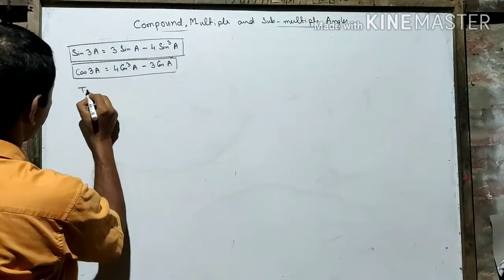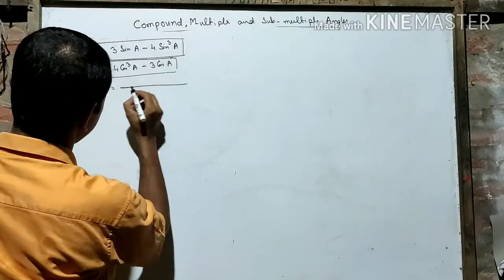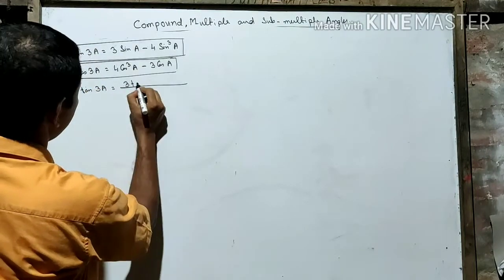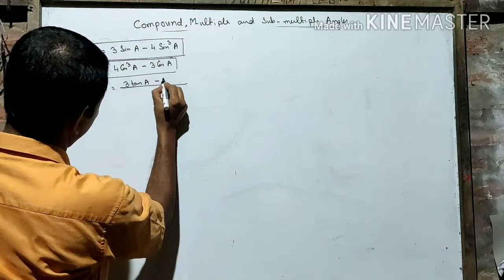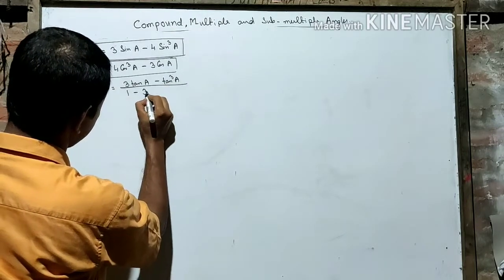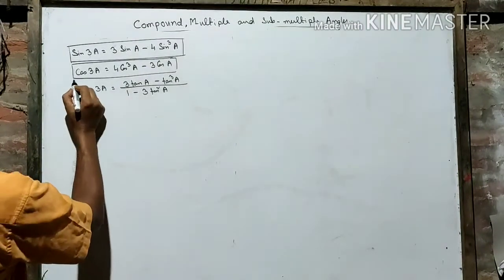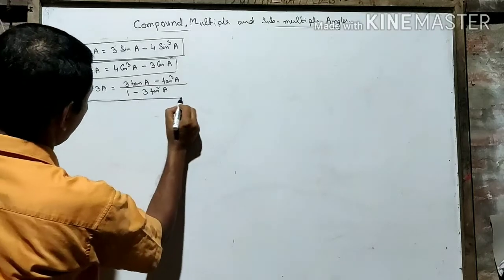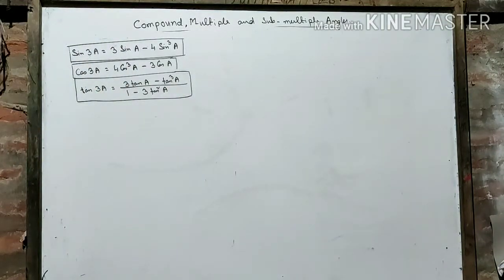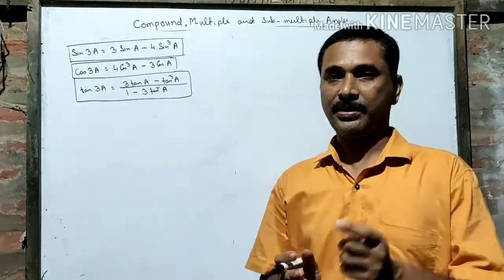Then tan thrice A is equal to 3 tan A minus tan cube A divided by 1 minus 3 tan square A. Okay. So we prove only one formula and the rest are left to you. So how to prove the formula for thrice A angle? Let's see.